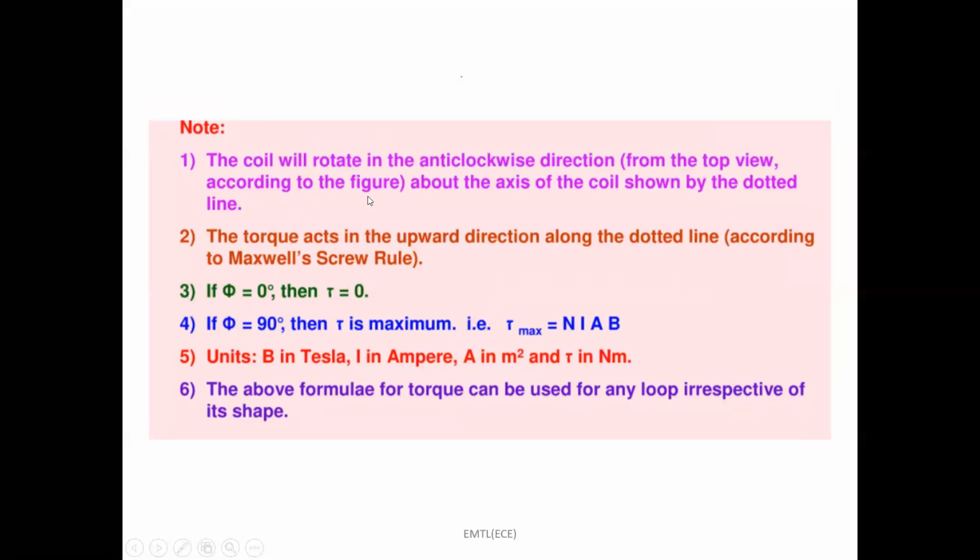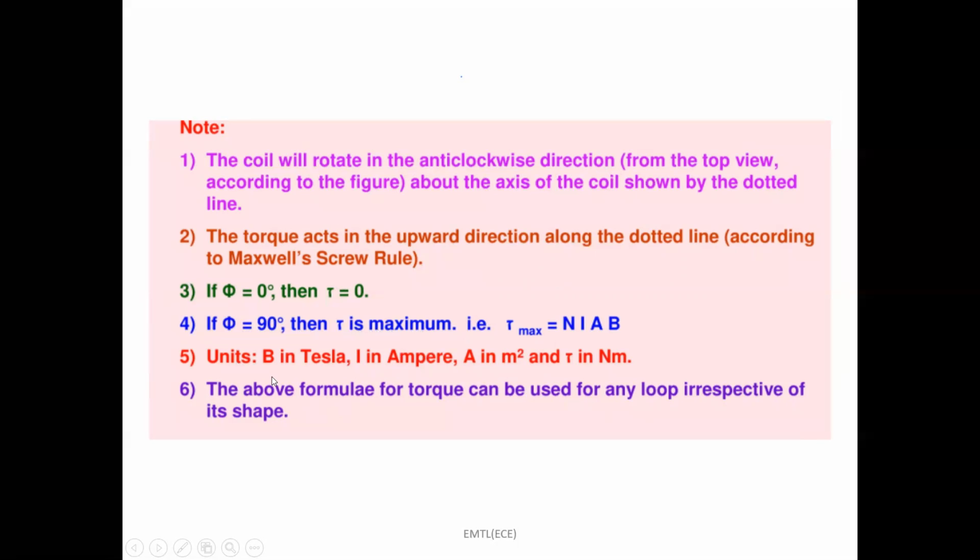Now the important note on this concept is that the coil will rotate in the anticlockwise direction about the axis of the coil, as shown by the dotted lines in the figure. The torque acts in the upward direction along the dotted line. If phi is equal to 0, then sin 0 is 0, and automatically the torque becomes 0. If phi is 90, then we get the maximum torque, which is equal to NIAB.